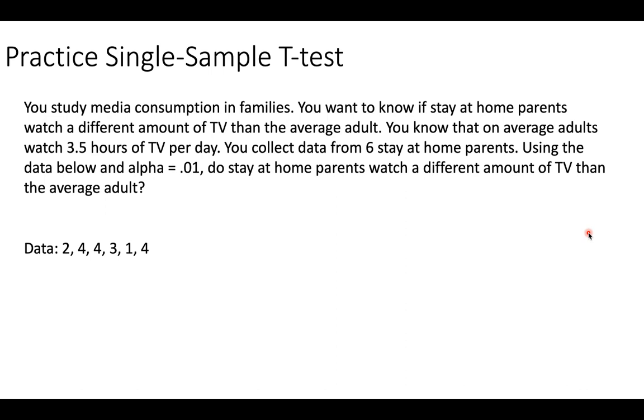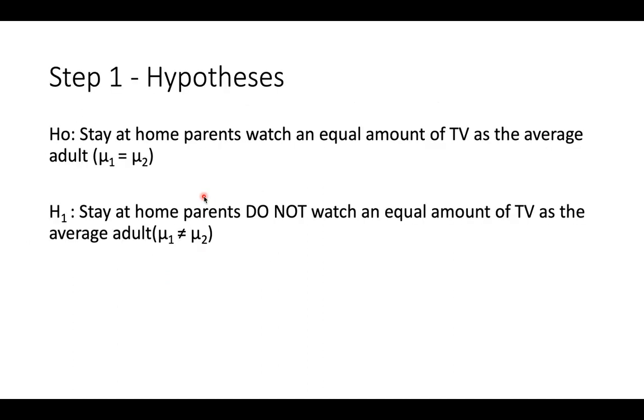Using the data below and assuming that alpha is 0.01, do stay-at-home parents watch a different amount of TV than the average adult? So here we have a two-tailed hypothesis, because we say different amount of TV. Our alpha is 0.01. Our N is 6, which means we'll have 5 degrees of freedom. Our population mean is 3.5. And then we're going to use our raw data to calculate a sample mean and a sample standard deviation to round out our t-test.